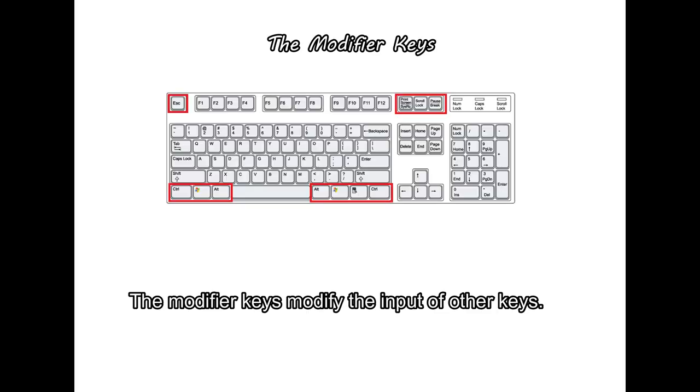Now we know about the modifier keys. What is a modifier key? Modifier keys modify the input of other keys. For example, when we press A, we normally get the output A in Microsoft Word. But when we press Ctrl A, it selects all the text of the Microsoft Word that is shown on this window.